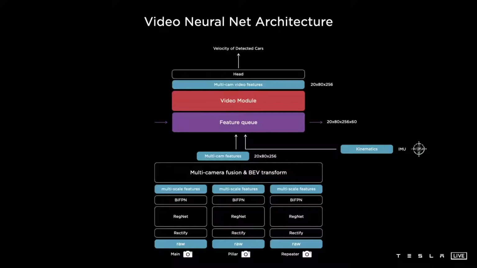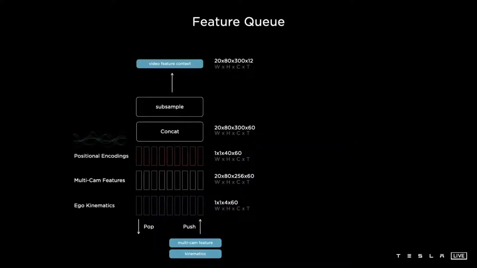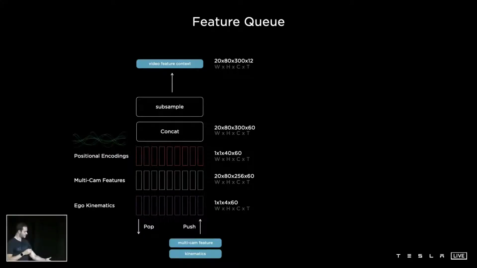Also, in addition, notice here that we are also feeding in the kinematics. This is basically the velocity and the acceleration that's telling us about how the car is moving. So not only are we going to keep track of what we're seeing from all the cameras, but also how the car has traveled. So here's the feature queue and the rough layout of it. We are basically concatenating these features over time and the kinematics of how the car has moved and the positional encodings, and that's being concatenated, encoded, and stored in a feature queue. And that's going to be consumed by a video module.